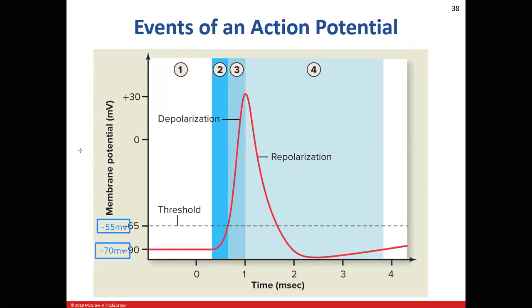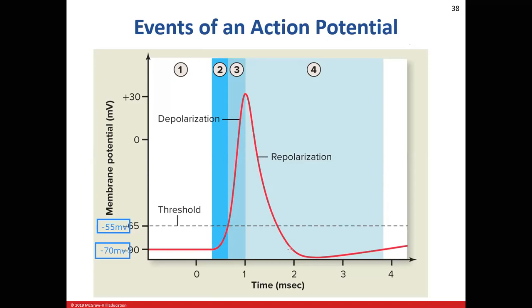So when we look at our threshold, that's going to get us to minus 55. Once we get to this minus 55 portion, if we reach threshold, we're going to generate an action potential. And so as we look at this red line here, this process where we're actually making the cell more positive is called depolarization. The point where we're making the cell more negative is called repolarization.